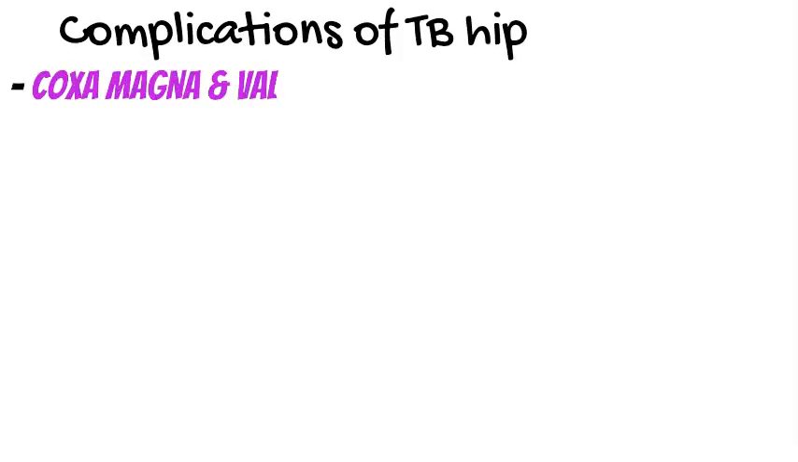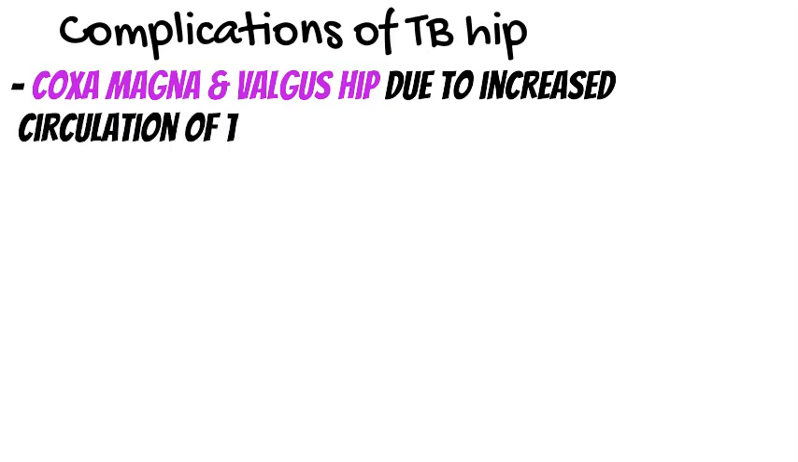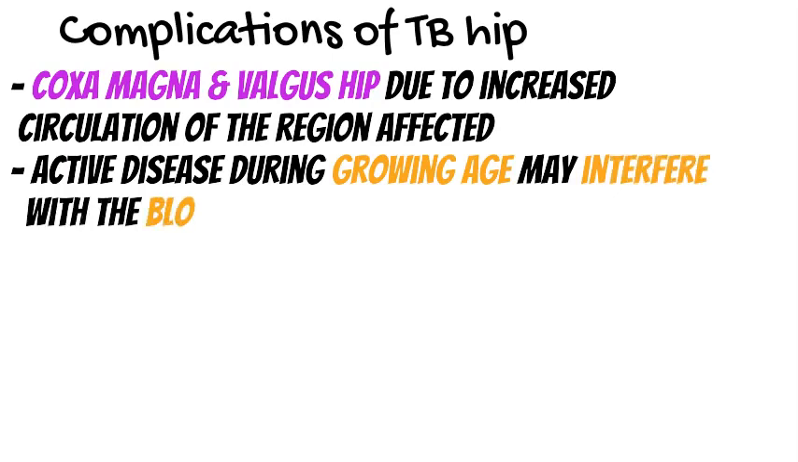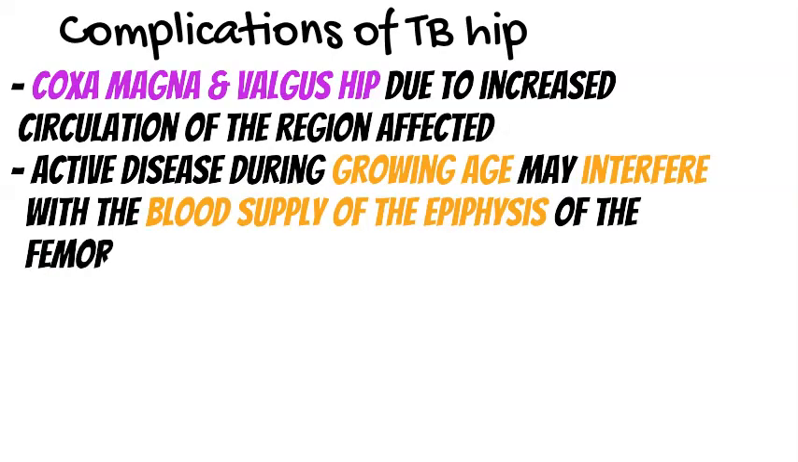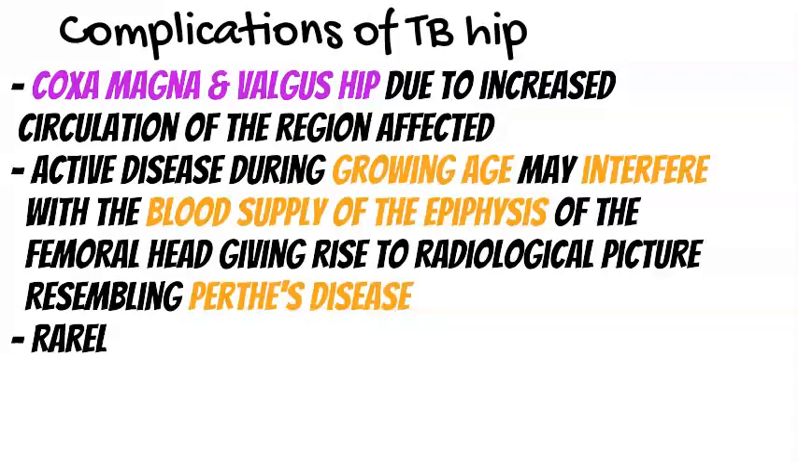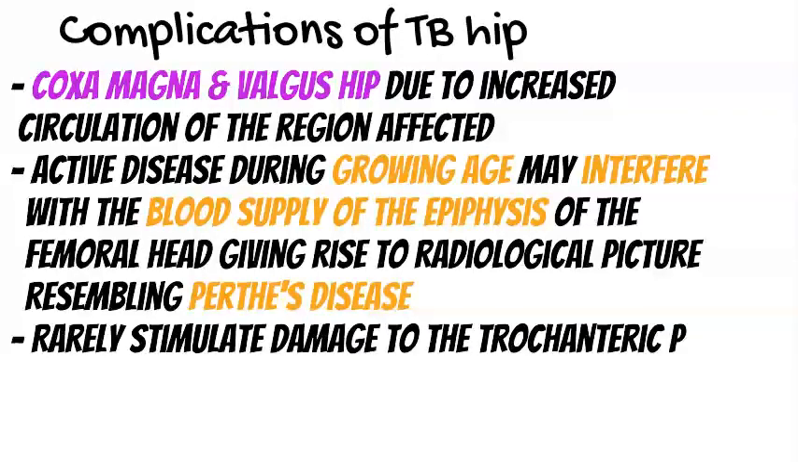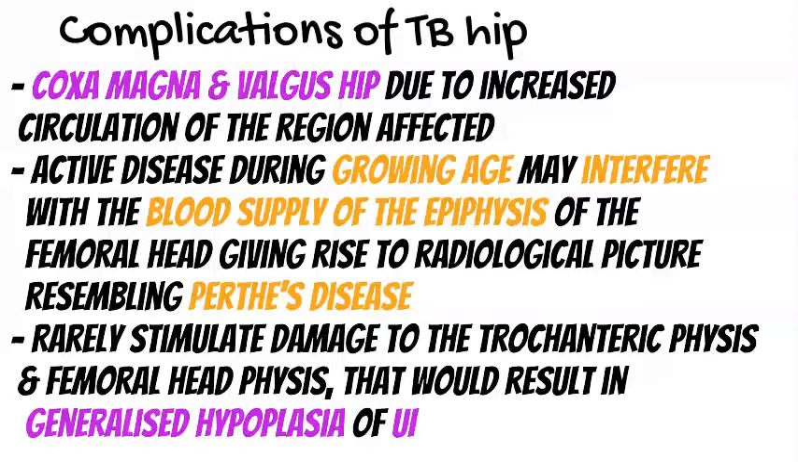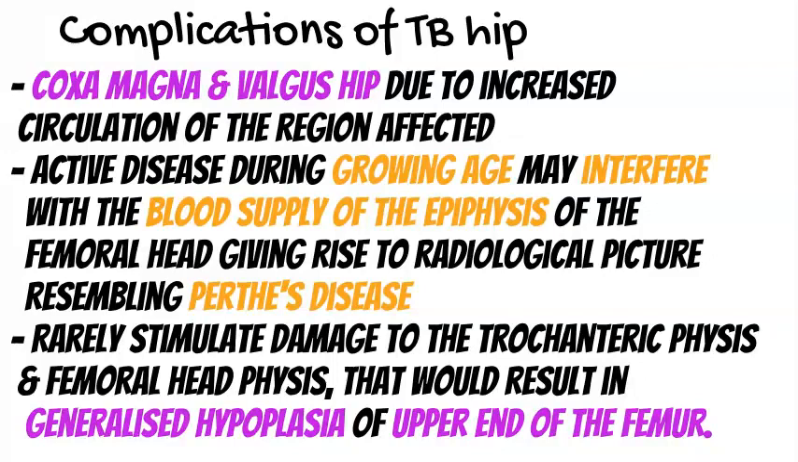Complications of tuberculous hip. Coxa magna and valgus hip due to increase in the circulation of the region affected. Active disease during growing age may interfere with the blood supply of the epiphysis of the femoral head, giving rise to a radiological picture resembling Perthes disease. Tuberculosis rarely stimulates damage to the trochanteric physis and femoral head physis that would result in generalized hypoplasia of the upper end of the femur.